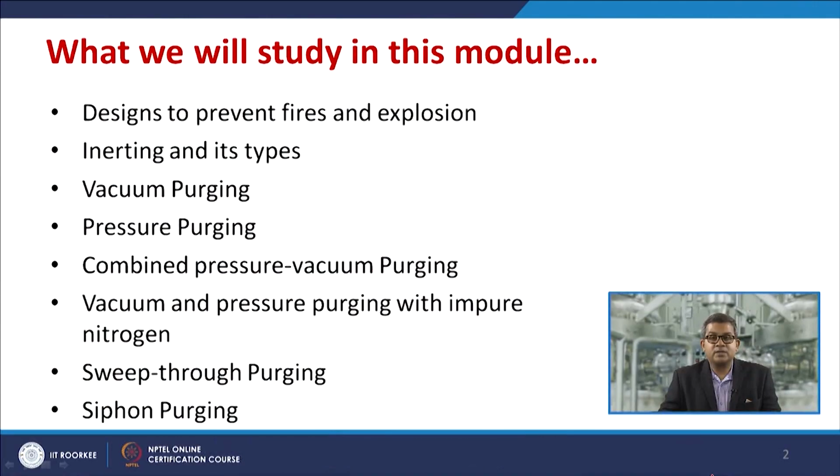In this particular module, we are going to study the design to prevent fire and explosion systems, how we can design it: different types of inerting, vacuum purging, pressure purging, combined pressure and vacuum purging, vacuum and pressure purging with impure nitrogen, sweep-through purging and siphon purging.